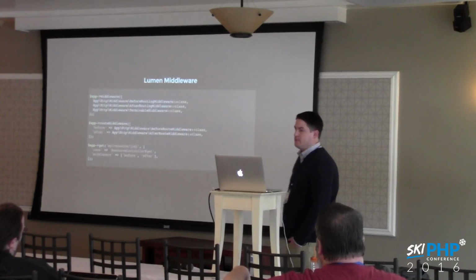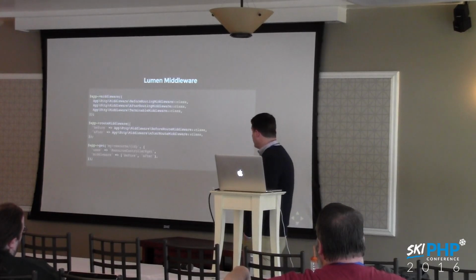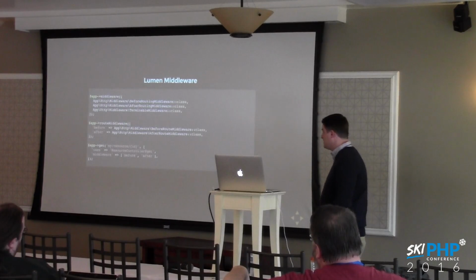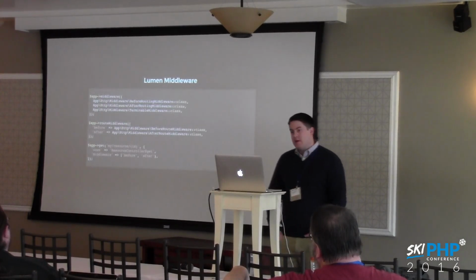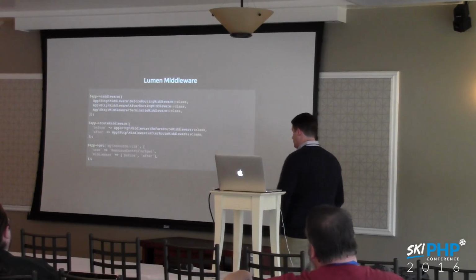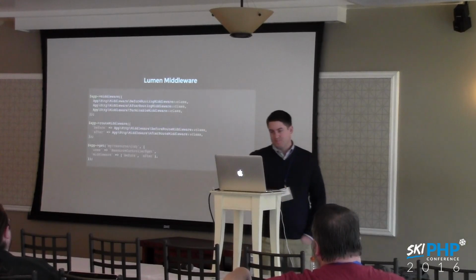Lumen looks a little bit different, but does the same general thing. You define any application level middlewares by passing an array of them to the application. You define route middlewares in a similar way, and then just for each route specify the middleware keyword for which ones you actually want to use.